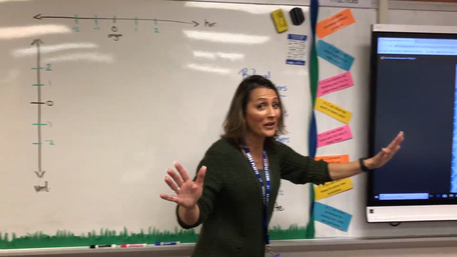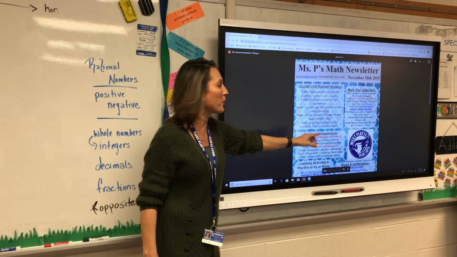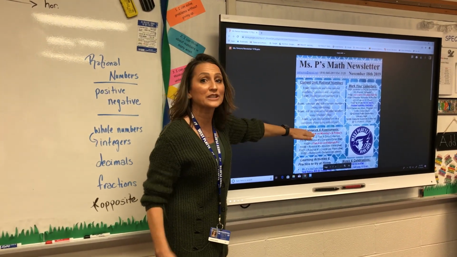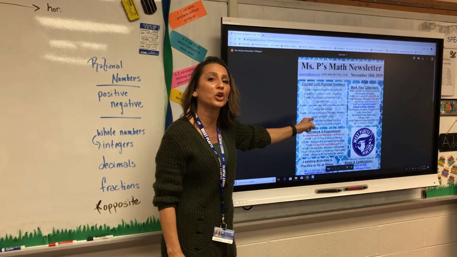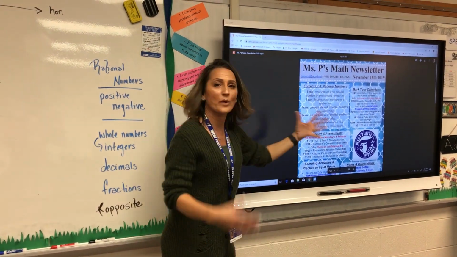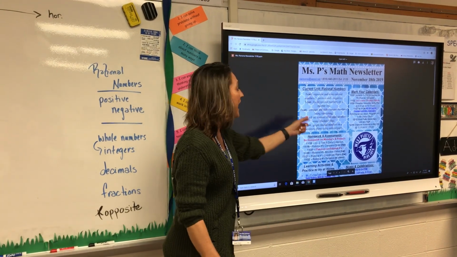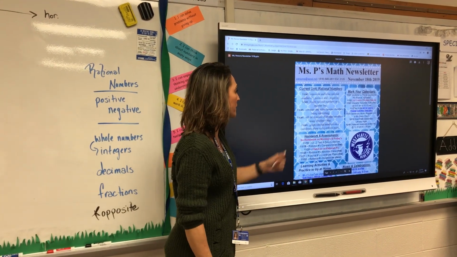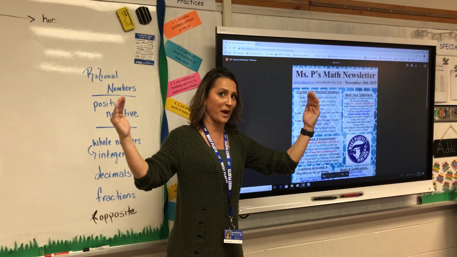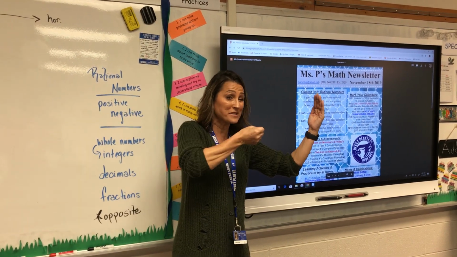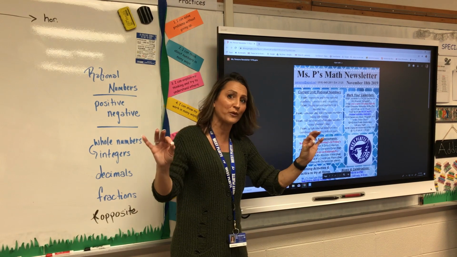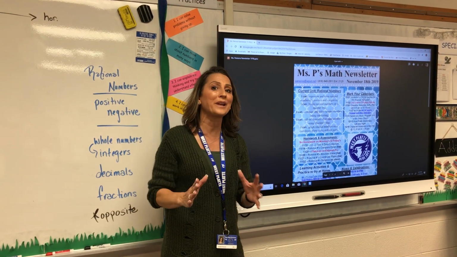And if you recall, and you've got my newsletter, which I send out weekly, these are the standards, the I can statements that we're going to work on with rational numbers. I can represent and write rational numbers. I can locate rational numbers. I can compare and order rational numbers. I can tell the distance a rational number has on a number line from 0. I can then graph rational numbers on a coordinate plane.